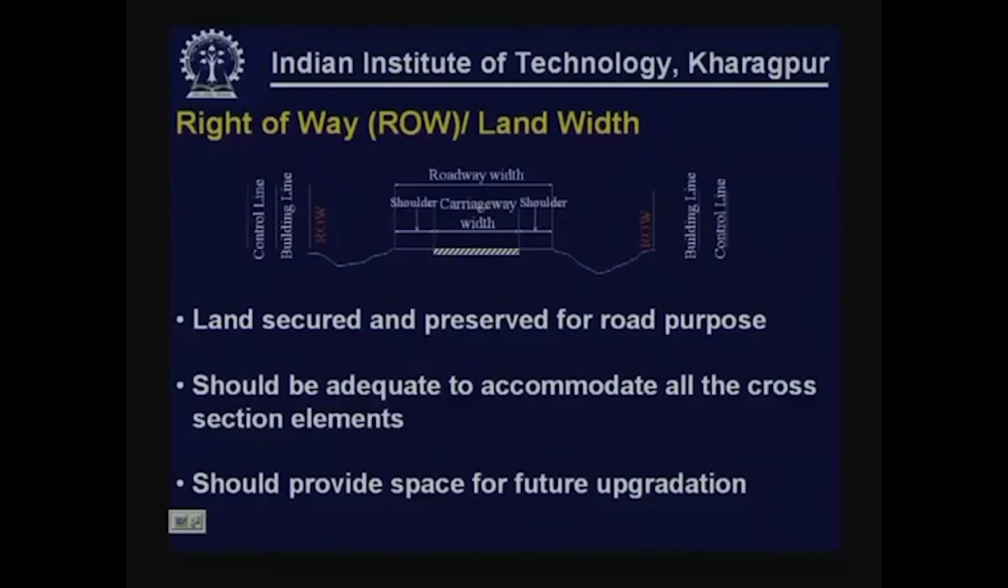It should be adequate to accommodate all the cross section elements, because carriageway, shoulder, and you will see other elements are also kept within, or placed within, this road width, what is known as land width or the right of way. And it should also provide space for future upgradation.